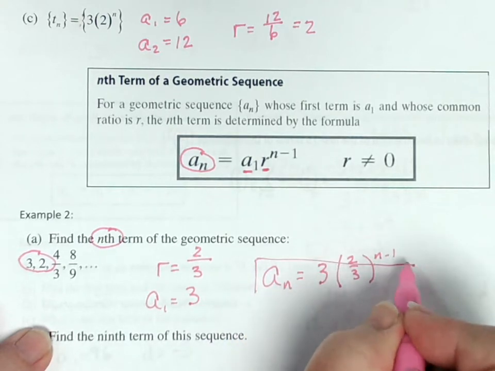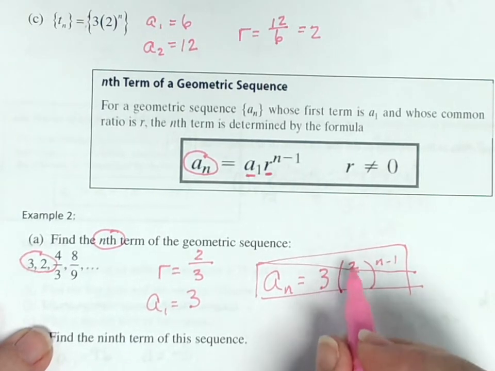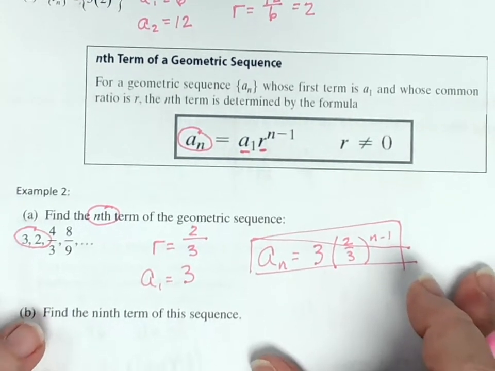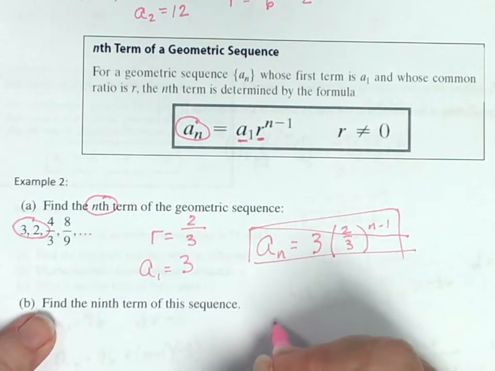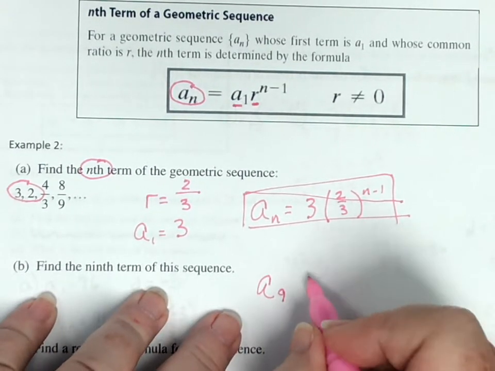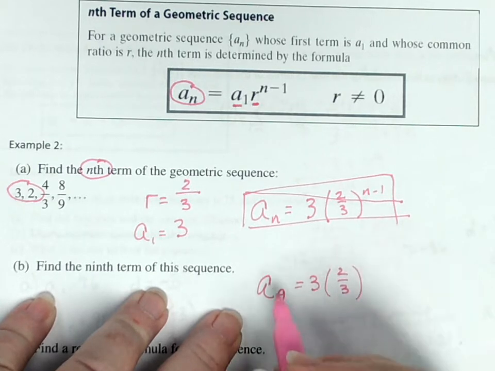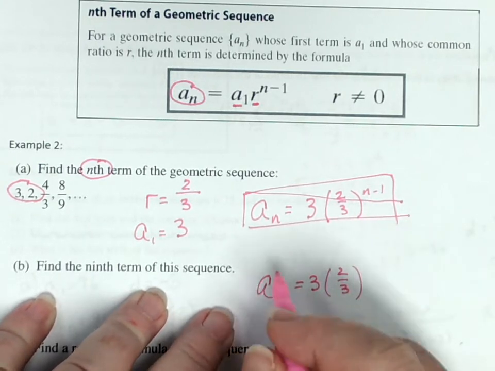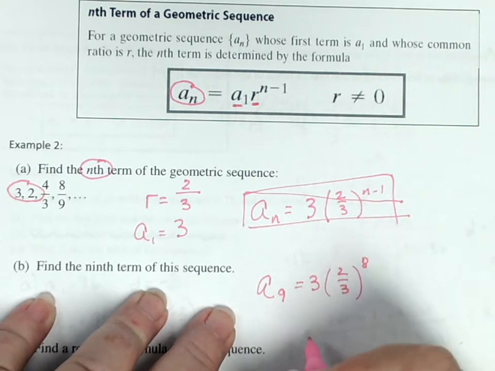And there's our nth term, 3 times 2/3 to the n minus 1. So how would I find the ninth term? Well, if I'm finding the ninth term, I'm going to plug in a 9 everywhere there's an n. So the ninth term is equal to 3 times 2/3 to the n minus 1, which means I'm going to do 9 minus 1, the 8th power.